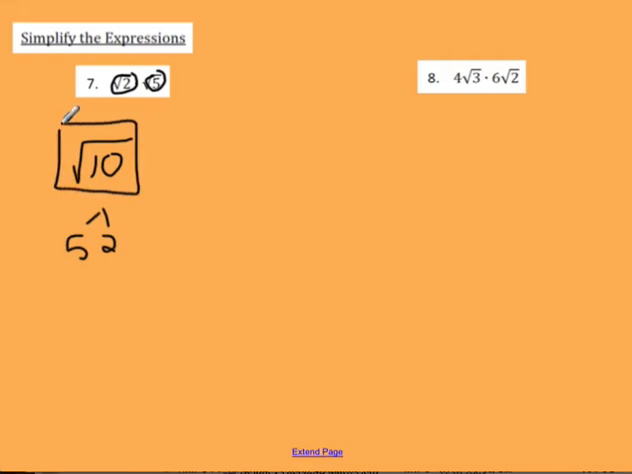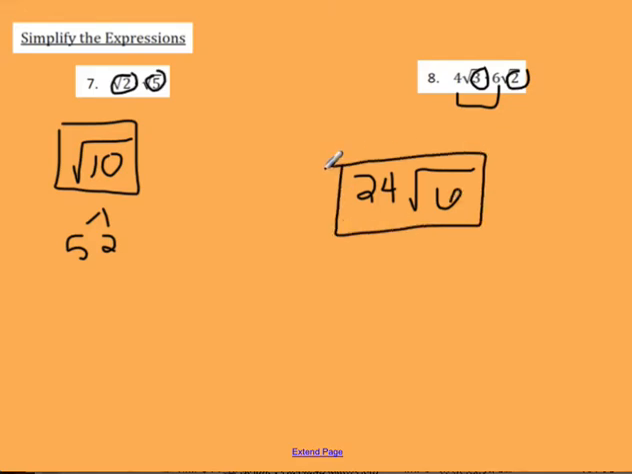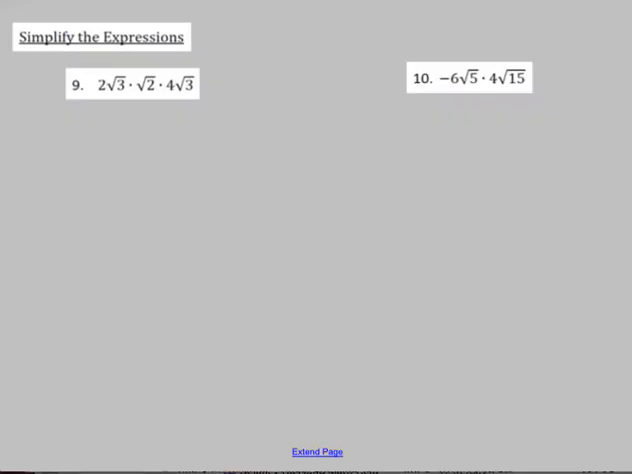So then, what I'm going to do next is I'm going to do 8. So I'm going to do 4 times 6. So when I do 4 times 6, that's going to be 24. So I multiply the things on the outside together, and then I'm going to multiply the things on the inside together, which is 3 times 2, which is 6. So then 24 times the square root of 6. I know in my head that 6 breaks down to 2 and 3, so I know that I can't simplify that down any further. Let's take a look at number 8.